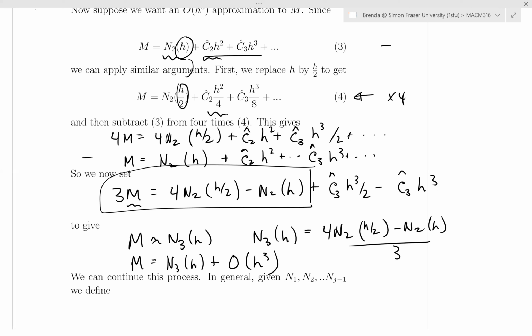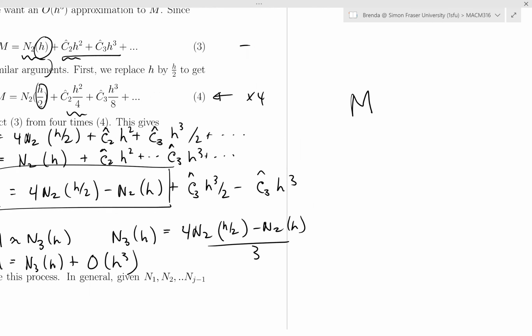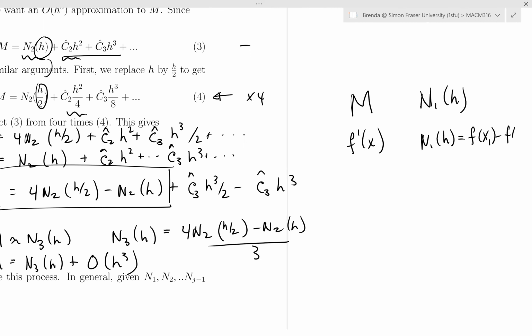Okay, so what we're doing is we have something that we want to approximate. We have something M, like let's just call that F prime of X. We want to approximate that, so we have a method of doing that. That is what we're calling N1 of H, our first approximation. In the case of the derivative, N1 of H would be F at X1 minus F at X0, divided by H. That's our first approximation.